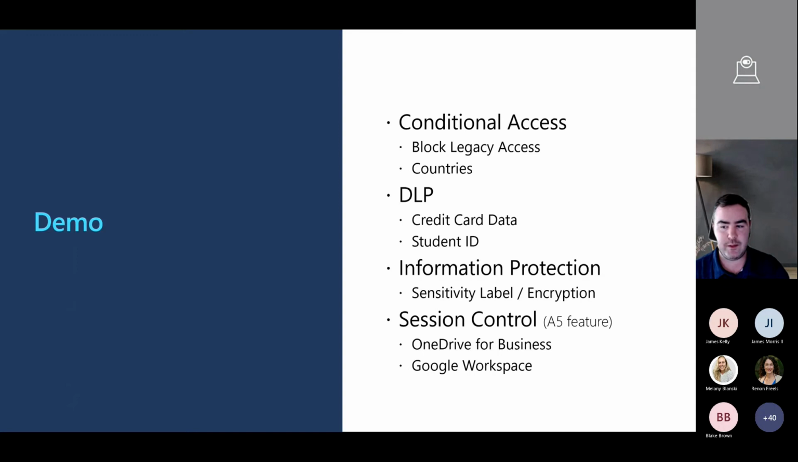We'll talk a little bit about DLP, specifically around credit card data, and then student IDs being a big topic. Information protection, I'll show you kind of a sensitivity label and how it acts as encryption and how it helps to protect the data should it leave your environment. And then we'll talk a little bit about an A5 specific feature around session controls for OneDrive for Business, so our first-party solution, as well as for third-party like Google Workspace. So with that, let's flip over.